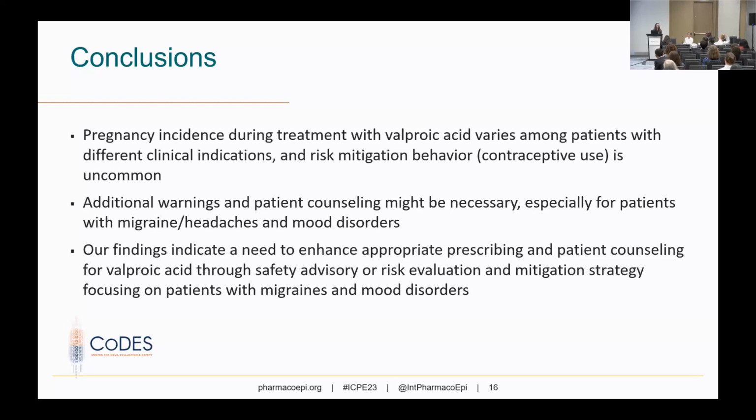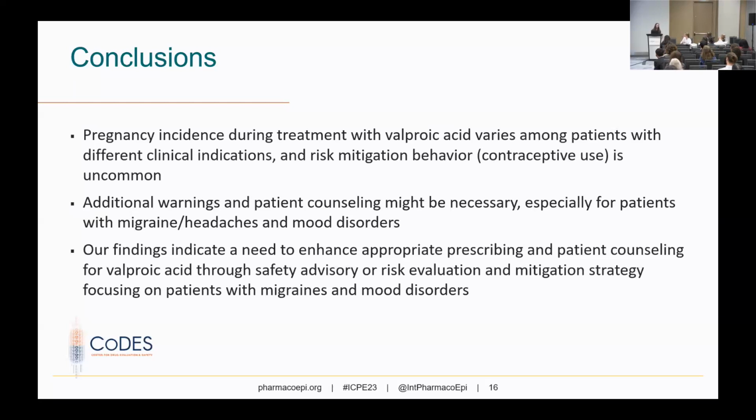Very good. Any other questions? Yes, I also had an additional question. So you saw this difference in pregnancy rate between the different indications. Do you have an idea of why that might be?